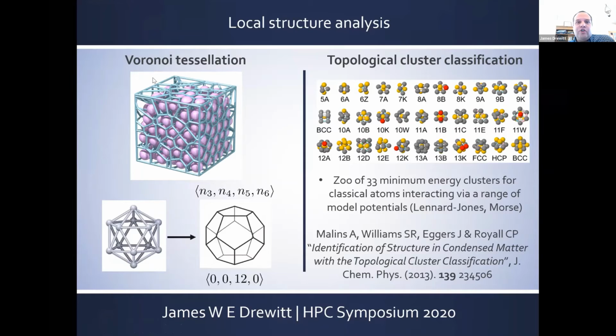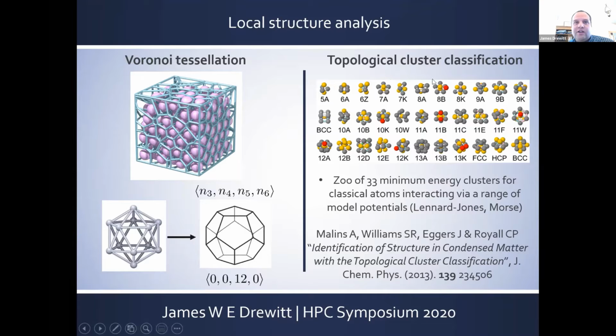So two descriptors of local structure were employed: either Voronoi indices and/or the topological cluster classification. In Voronoi tessellation, we form polygonal cells around each atom where the edges of these cells are at the point of equidistance from the atom's nearest neighbors. And then the Voronoi index corresponds to the number of faces with a specified number of edges.